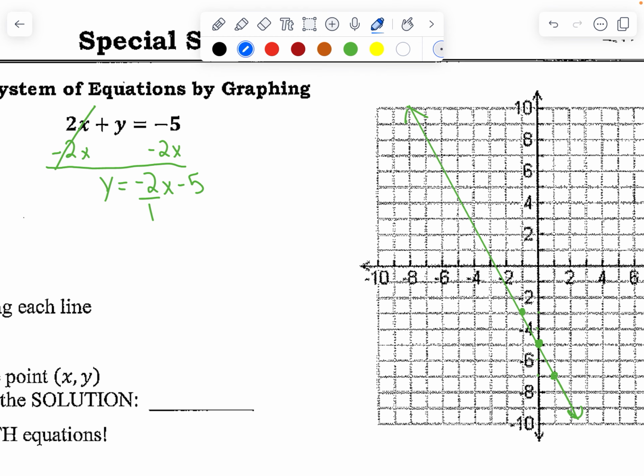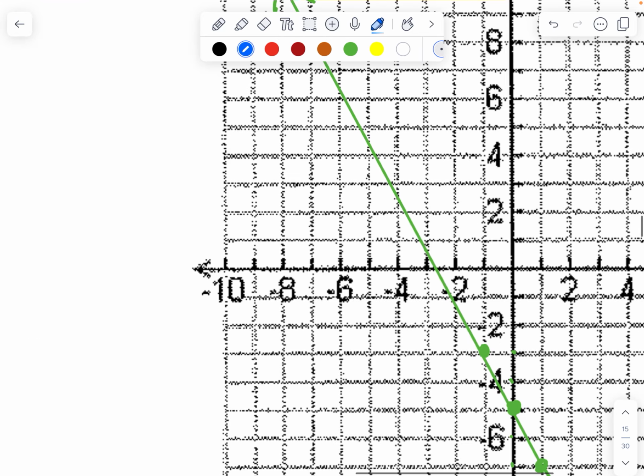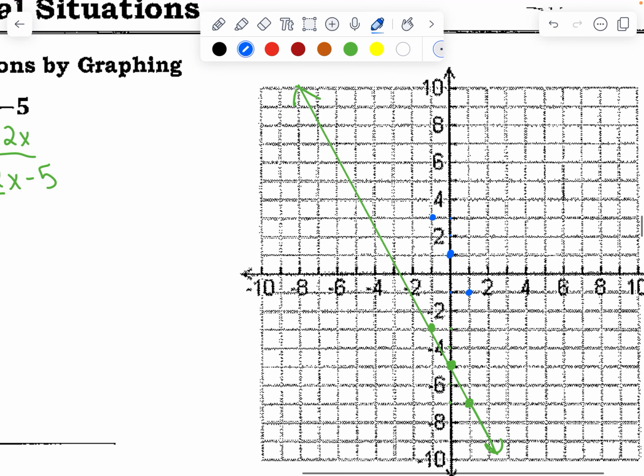And the other one I'm going to go ahead and do in blue. It's -2x plus 1. So the plus 1 tells us that we have to start by going up 1. And the slope being -2 tells you that you rise 2 and go left 1, or go down 2 and right 1. Either one of those works. They're both on our line.